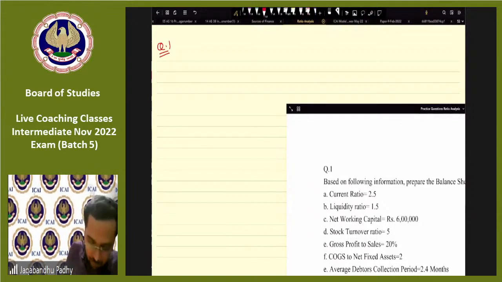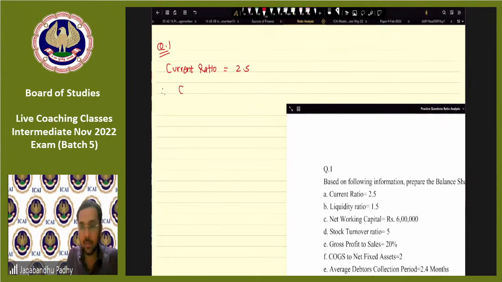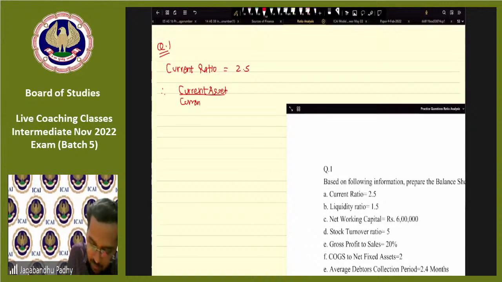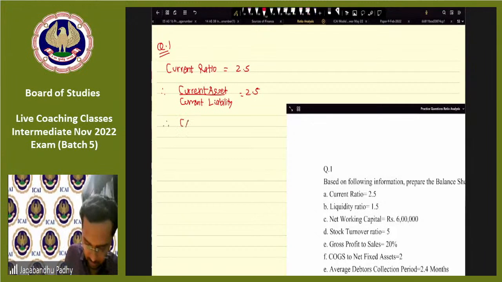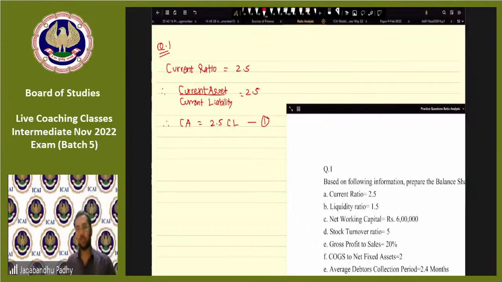We have the current ratio information given. Current ratio is given as 2.5, and we know current ratio is current asset upon current liability, which is 2.5. So from this, we can say that current asset is 2.5 times of current liability. This is our first equation.